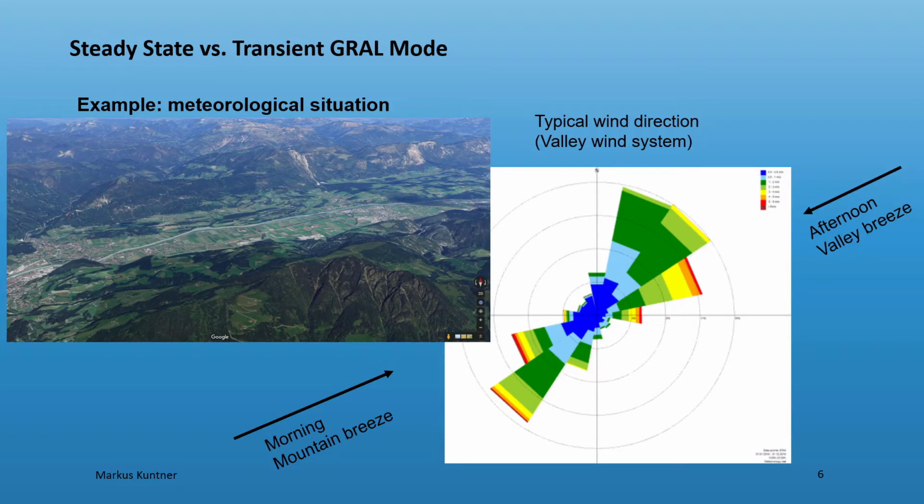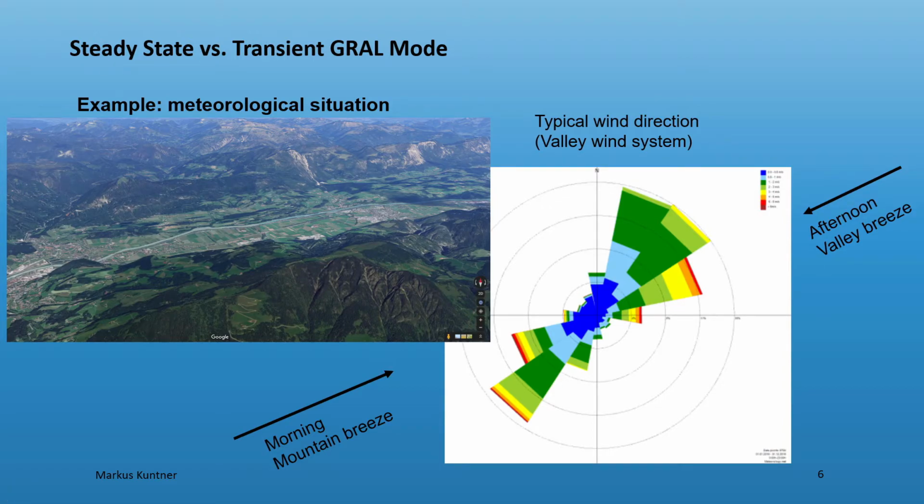The wind direction changes at noon from the mountain breeze to the valley breeze, and at night from the valley breeze to the mountain breeze. We see that there is a very low frequency for winds from northwest and from southeast, and we have 3 branches from the eastern direction and 3 branches from the southern direction and a little branch from the northern direction.